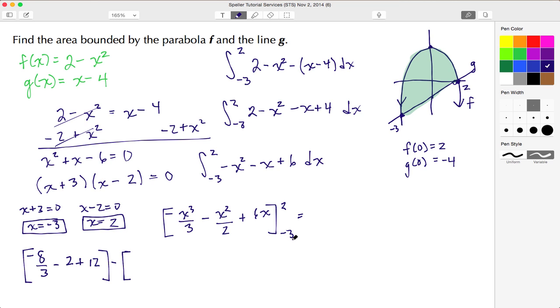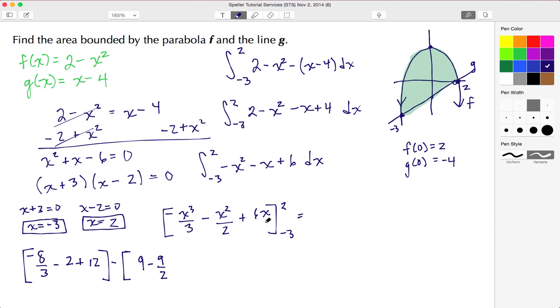The lower bound is a negative 3. Well, a negative 3 to the third is a negative 27, but that's already negative, so that's going to be a positive 27. And then 27 divided by 3 gives me 9. And then here I have a negative 3 squared is 9, so that's going to be 9 halves.